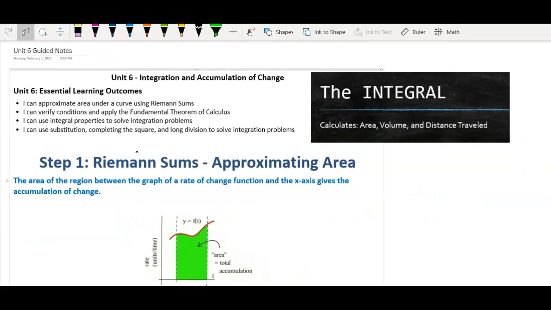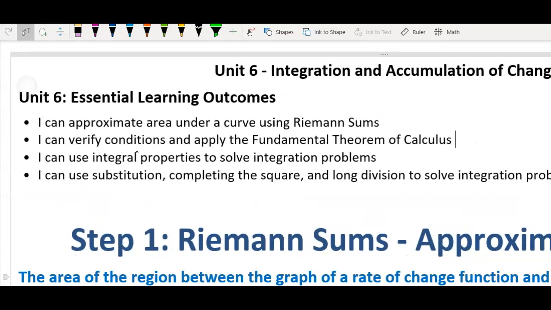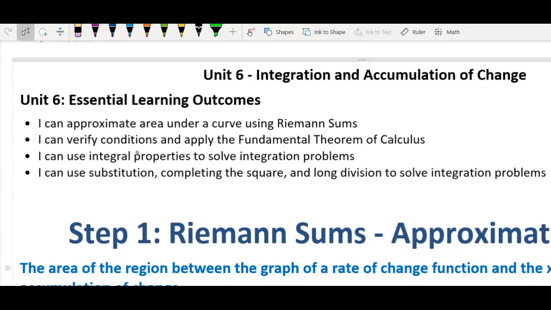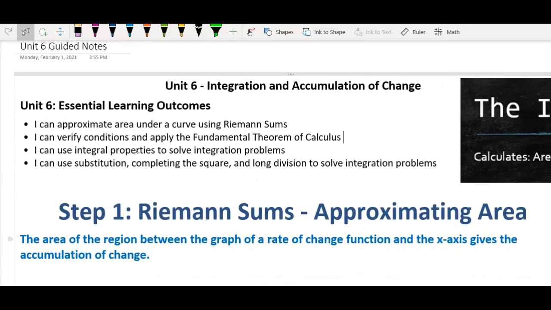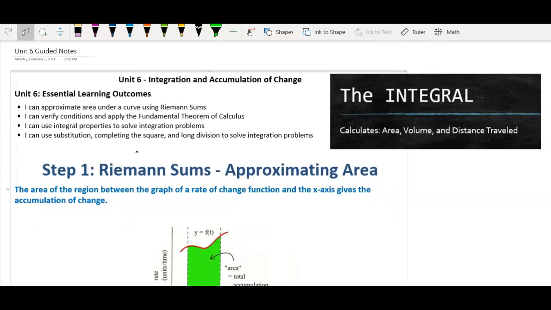All right, we're going to start Unit 6, Integration, using the integral. The integral will calculate area, volume, and distance traveled. In this unit, we're going to approximate area under a curve using Riemann sums. We're going to apply the fundamental theorem of calculus, use integral properties to solve integration problems, and use substitution, completing the square, and long division to solve integration problems.